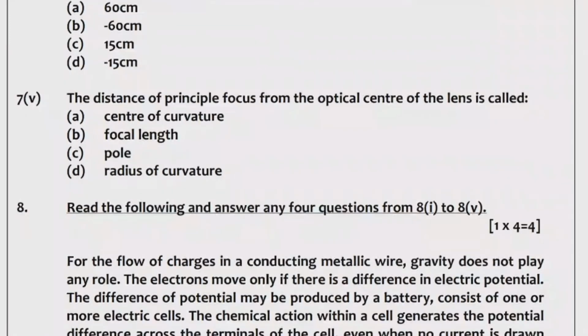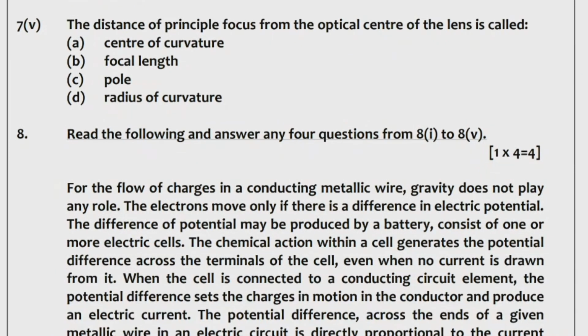For the flow of charges in a conducting metallic wire, gravity does not play any role. The electrons move only if there is a difference in electric potential. The difference of potential may be produced by a battery consisting of one or more electric cells.